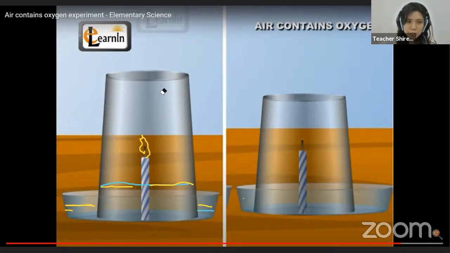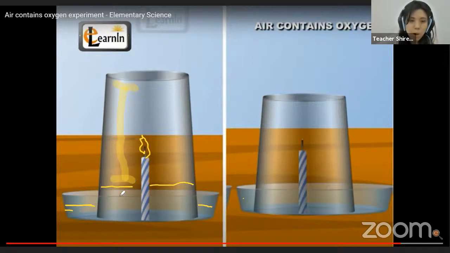Because this experiment shows that air occupies space. Remember, all matter occupies space. Earlier, all of it here is air, right? But now after burning, the air left is 70%. The air here is actually oxygen. The oxygen is gone already, so the water will occupy the space. Then the air will have less space.